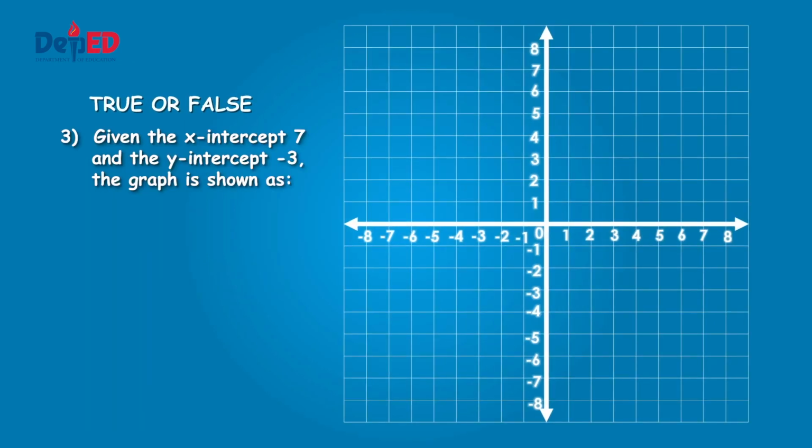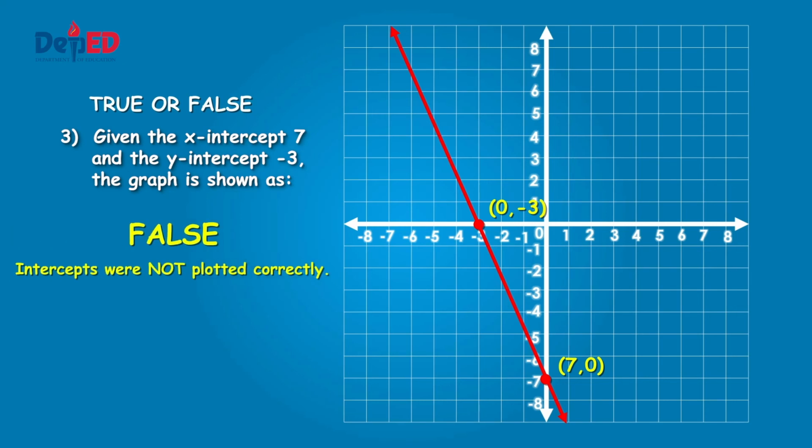Number 3, true or false? Given the x-intercept x = 7 and the y-intercept y = -3, the graph is shown as this. The answer is false. Observe that the intercepts were not plotted correctly. The x-intercept x = 7 should be 7 units to the right of the origin, while the y-intercept at y = -3 should be 3 units downward from the origin.